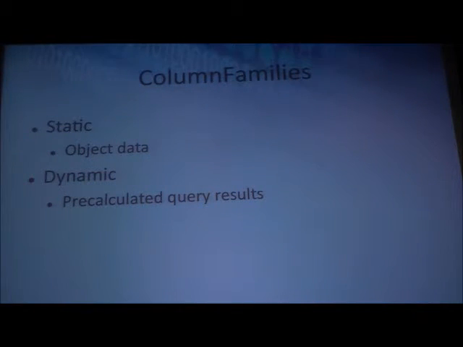You have static column families, which store object data, like person data, where you're storing birth date and information about a person that's basically the same throughout. Then you have dynamic ones, which look more like pre-calculated queries that answer a question. So each row in this case would answer a question.